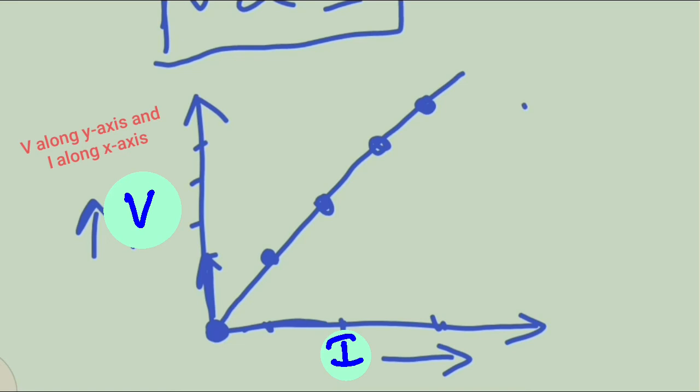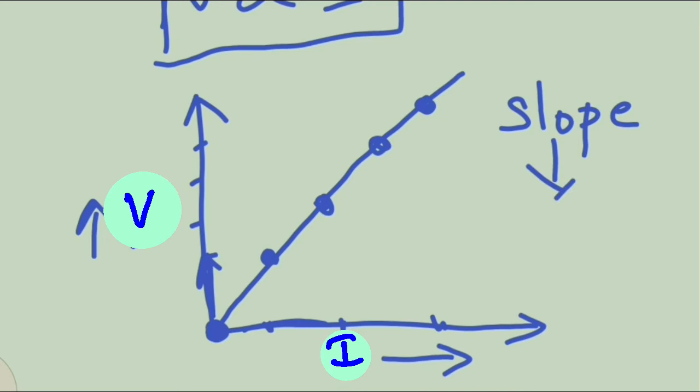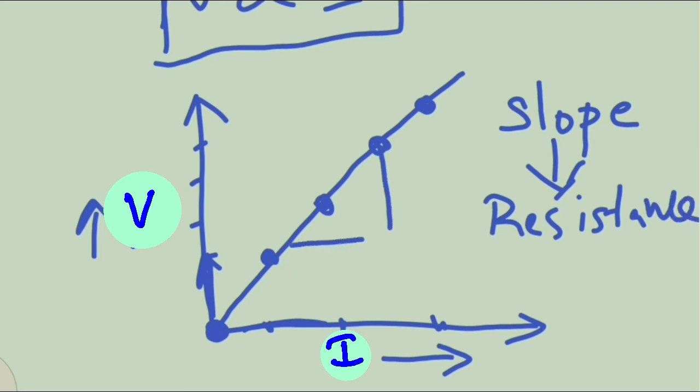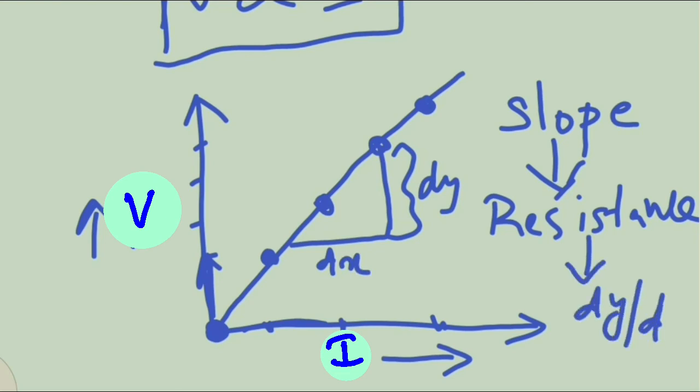And if you find the slope of the graph, you know how to find the slope of the graph, the slope will give you the value of resistance. The slope is the difference along the y-axis divided by the difference along the x-axis, that is dy divided by dx. If you find that value, you can easily get the resistance from the slope of this current-voltage graph. So that is about Ohm's law.